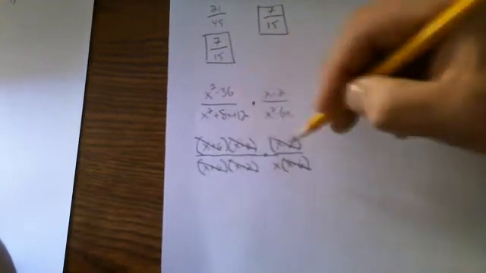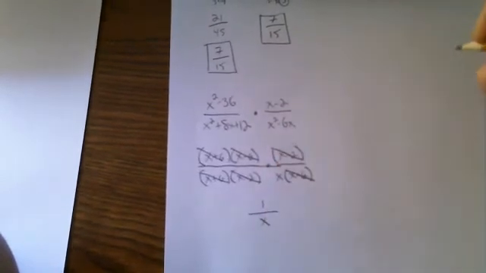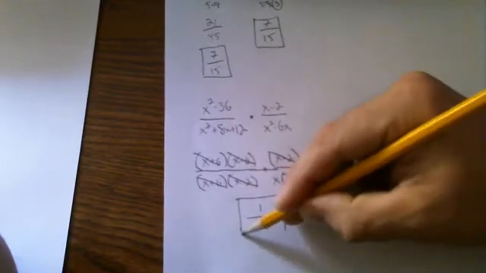So there's nothing left in the numerator. That doesn't mean 0, that means 1. And make sure the 1 is in the numerator. And we have an x in the denominator. So make sure x is in the denominator. And that was a cool question because a lot canceled out.